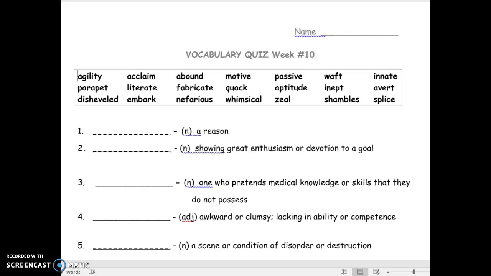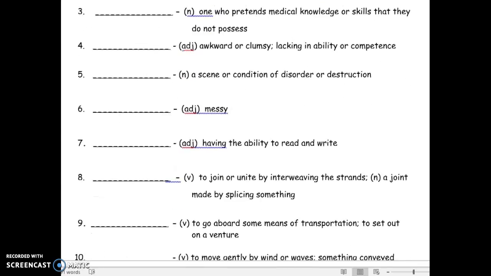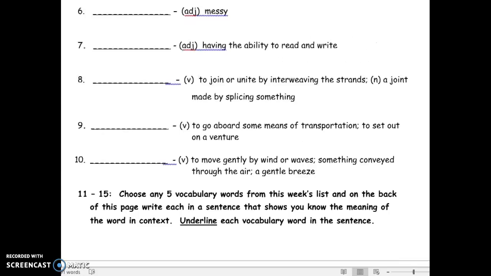Number 4, this is an adjective. It means awkward or clumsy or lacking in ability or competence. Number 5, this is a noun. It's a scene or condition of disorder or destruction. Number 6 is an adjective that means messy.